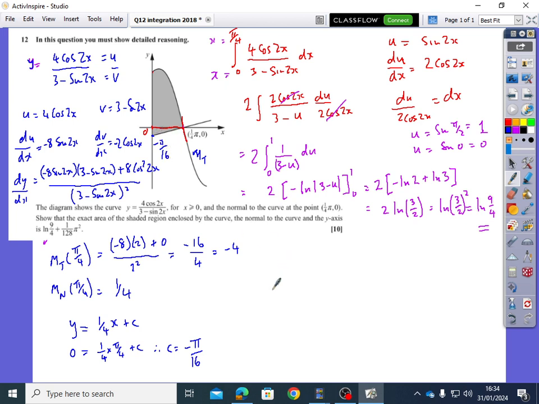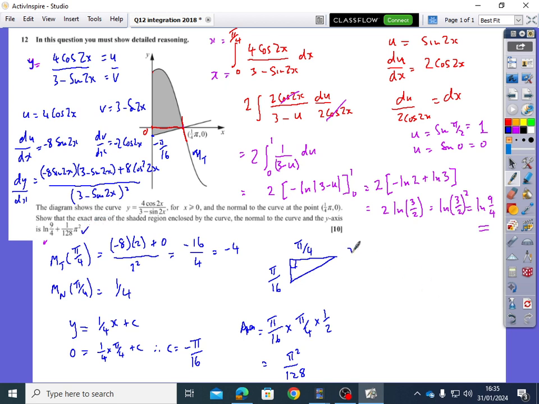So this is a triangle. If I draw this triangle out like this, a right angle triangle, that length here is just going to be pi over 16, and that width there is just going to be pi over 4. The area of this triangle is base times height divided by 2, so it's pi over 16 multiplied by pi over 4 multiplied by a half. So pi times pi is pi squared, times 1 is just pi squared, 16 times 4 is 64, double 64 is 128, which will be that part.